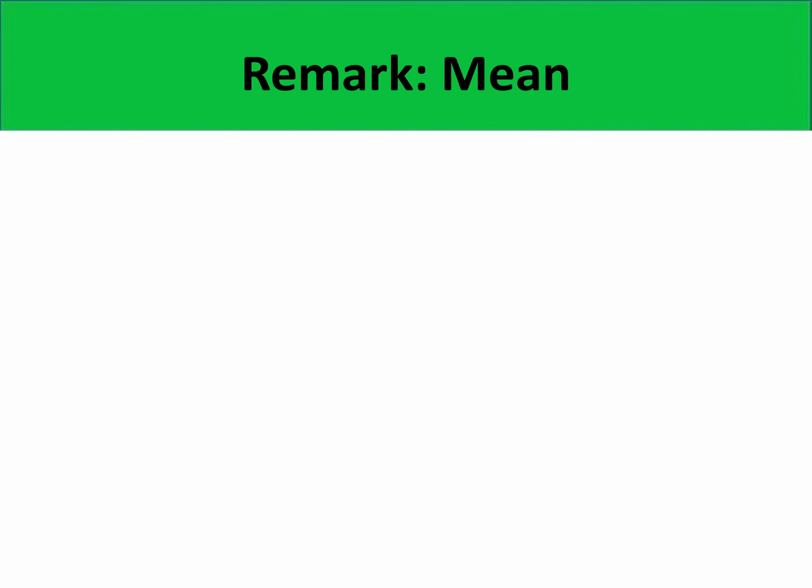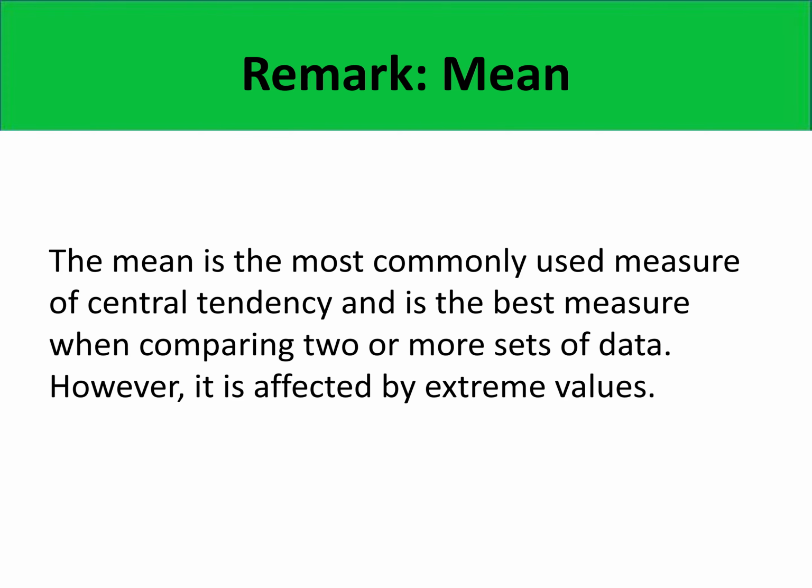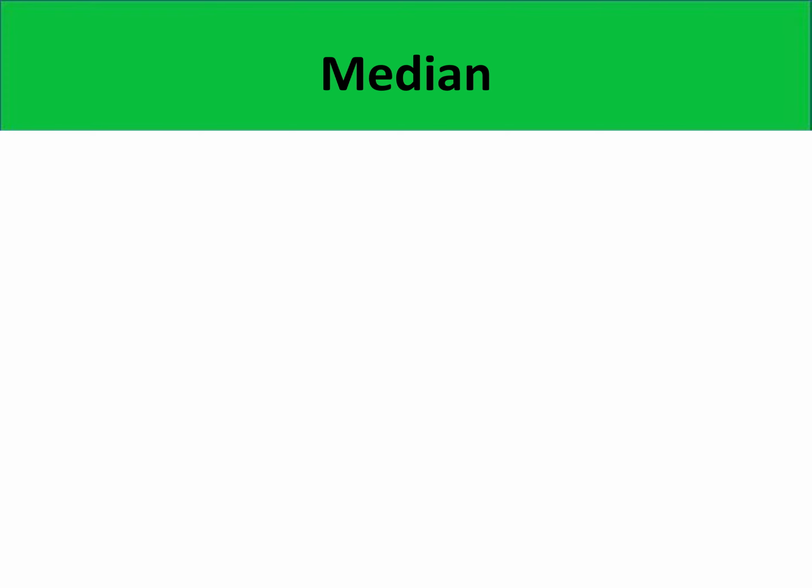As a remark, the mean always exists and is unique. It is the most common measure of center. However, it is greatly affected by extreme values. A very small or very large value compared to the other values of the dataset would change the value of the mean significantly.